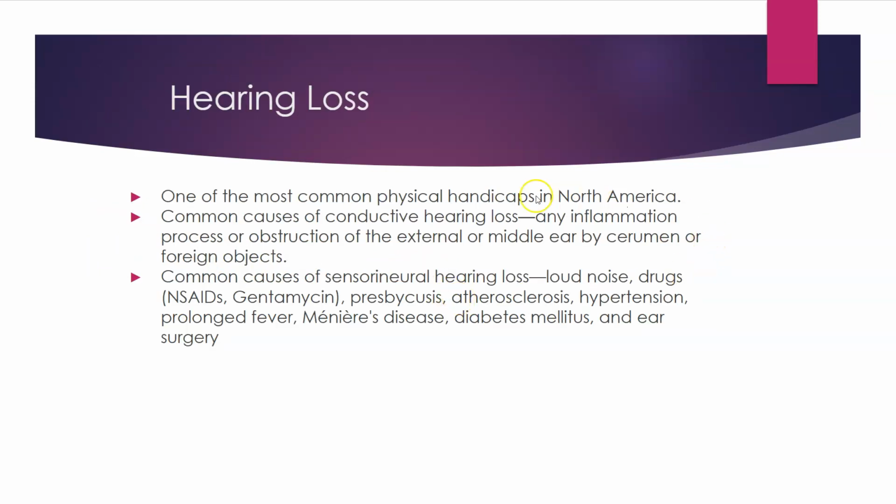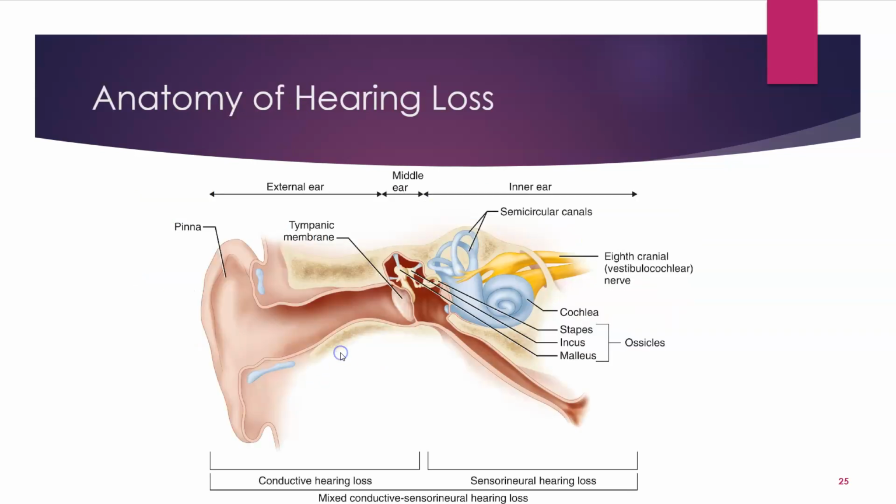Hearing loss is one of the most common physical handicaps in North America, and so things that can cause it would be conductive hearing loss: any inflammation, irritation, medications, blockage of the external canal. Could cause sensorineural hearing loss, so loud noises, drugs, especially NSAIDs, gentamicin. Might have ototoxicity, atherosclerosis, hypertension, prolonged fevers, Meniere disease, diabetes mellitus, or history of ear surgery.